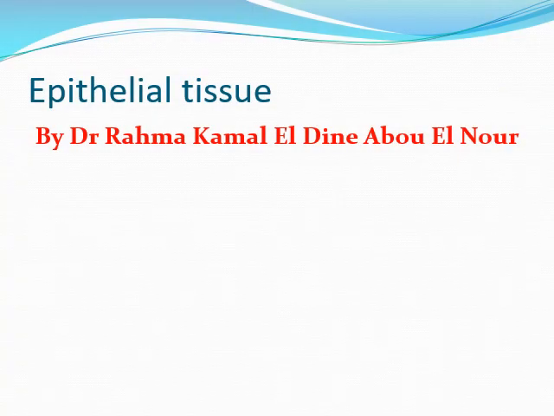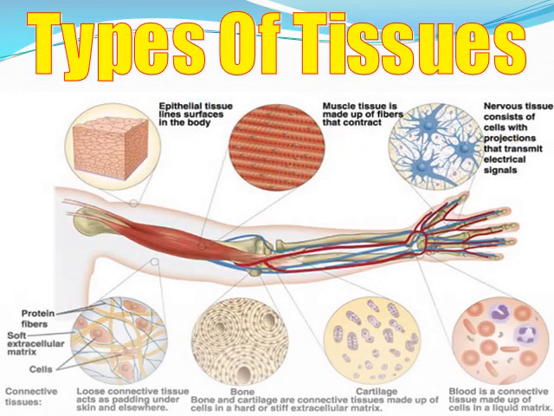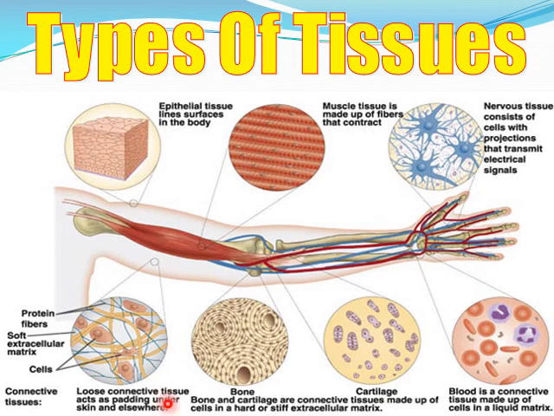Dear student, today inshallah we're going to talk about the epithelial tissue. You know that the cell is the structural and the functional unit. Cells connected together forming tissues. In our body we have four tissues, which are the epithelial tissue, muscle tissue, nervous tissue, and connective tissue.